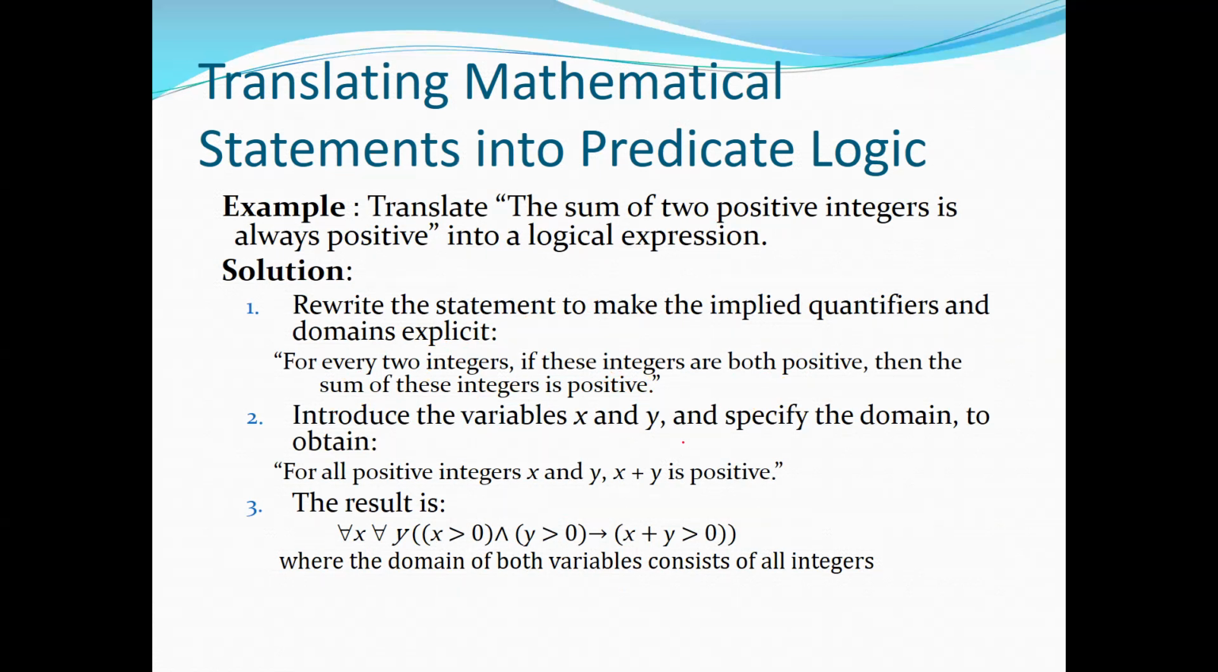Now introduce the variables x and y and specify the domain to obtain: for all positive integers x and y, x plus y is positive. You can now easily write it in the form of a logical expression. For all x, for all y, such that x is greater than 0 and y is greater than 0, where this is the AND operator, if both are true, that implies the sum x plus y should also be greater than 0. So that's the implication. That means for the positive integers, the sum of the positive integers is also a positive integer, right?